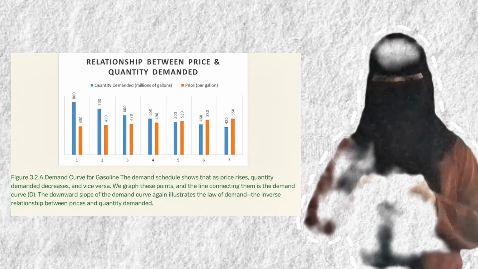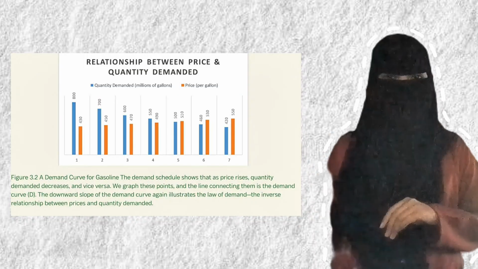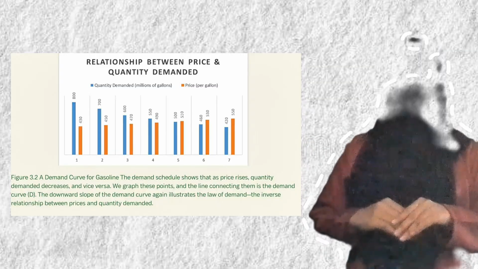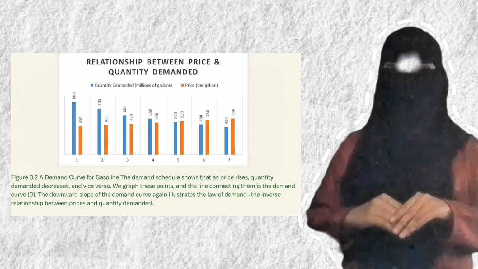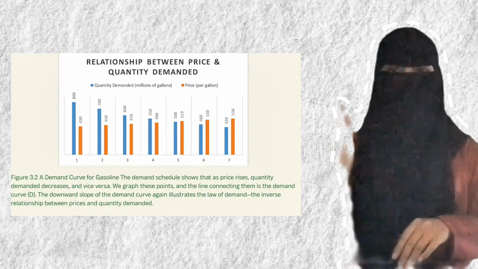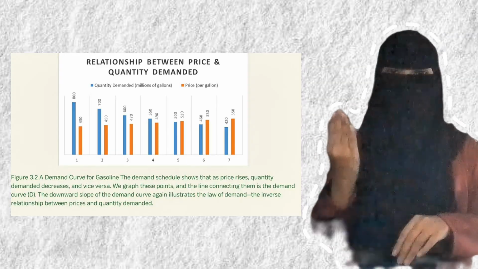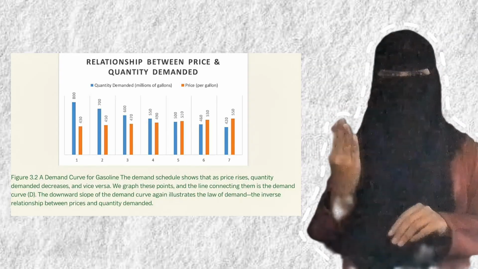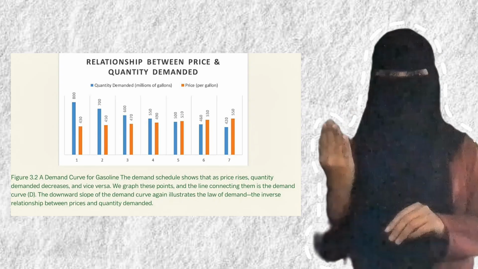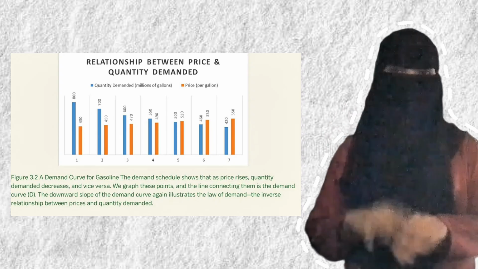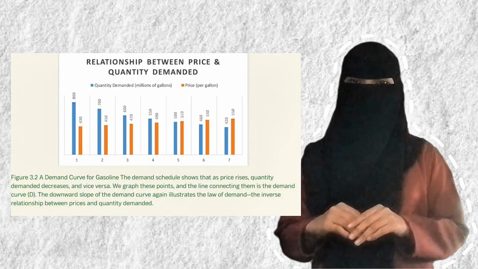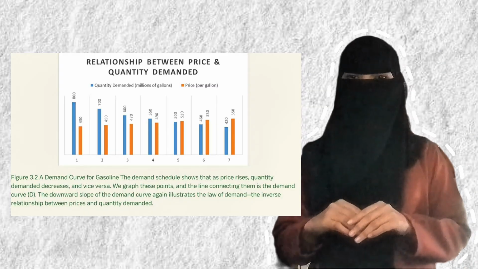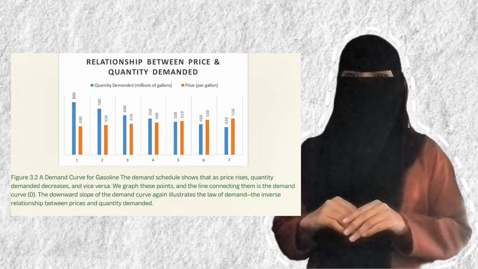The next graph illustrates the relationship between price and quantity demanded for gasoline, showing an inverse, negative relationship that reflects the law of demand.